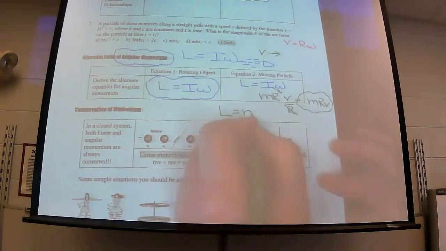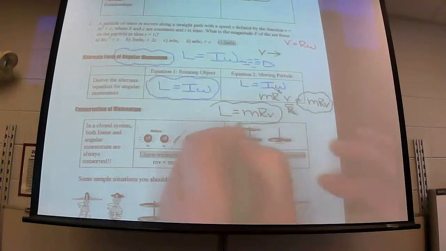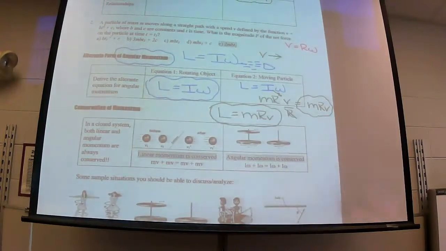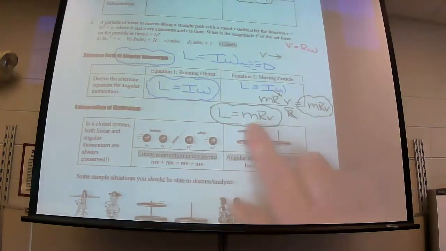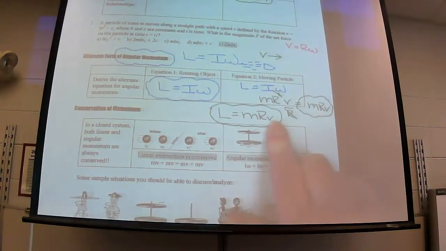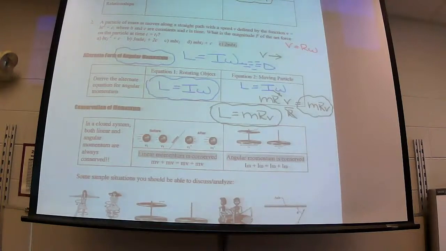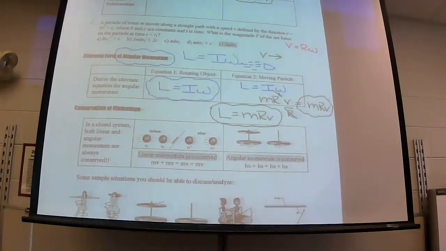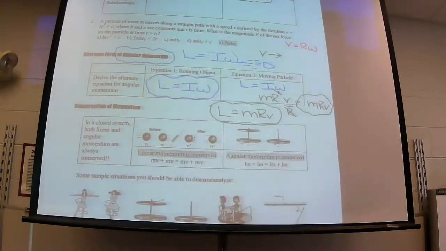I'm going to write it here. L equals mrv. Last year, I don't know why, but they named this MERV. I mean, it kind of makes sense. MERV. And that helped them remember it. Okay. L equals Iω and MERV. All right. So when someone says angular momentum, I'd like both of those equations to jump in your head.